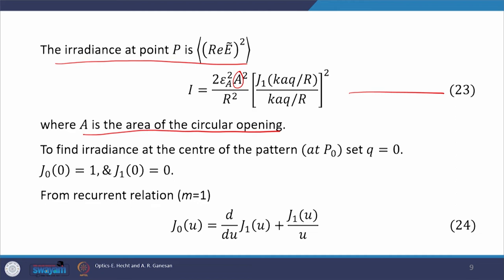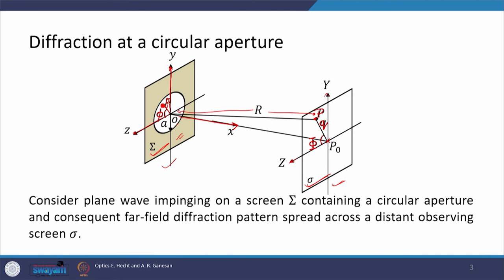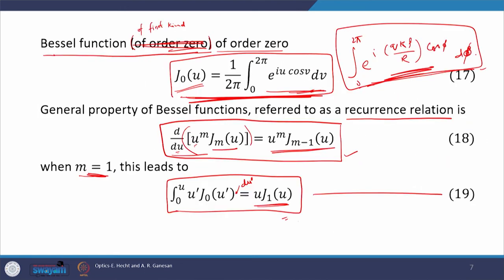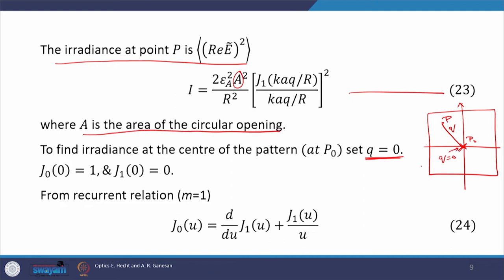Now, to find the irradiance at the center of the pattern, that is P0, let us go back to the first slide where we have all the arrangement here. This is the center of the pattern on the screen. Now, to calculate the irradiance at that point, we will set q equal to 0. Why? Because if this is the screen plane and these are your axes, and this is your point P and this is your point P naught, then the separation P naught to P was q. Now, if you want to calculate the irradiance at point P naught, you should put q equal to 0, this represents point P naught.